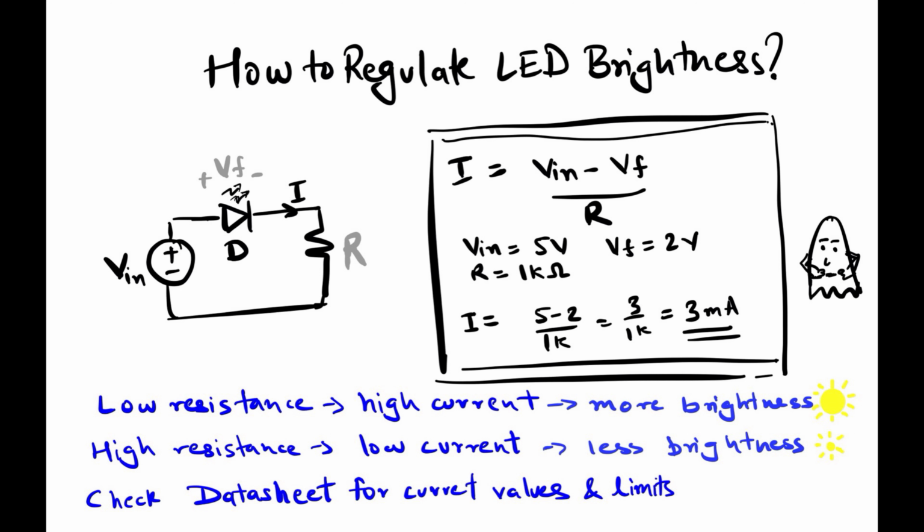So this is how a simple resistance can be used to control the brightness of the LED.